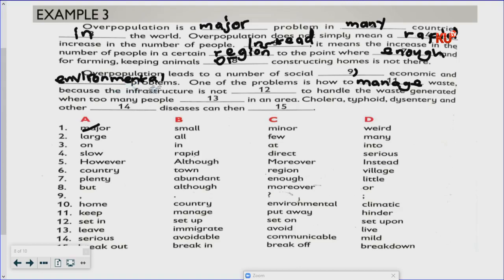waste, because the infrastructure is not set up to handle the waste generated when too many people live in an area. The correct phrasal verb there is set up, not set in, set on, or set upon. Too many people live in an area, meaning to stay in an area.